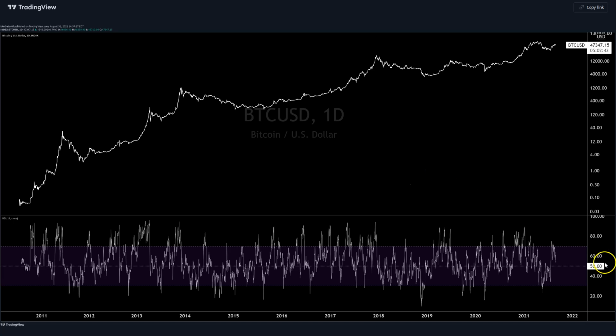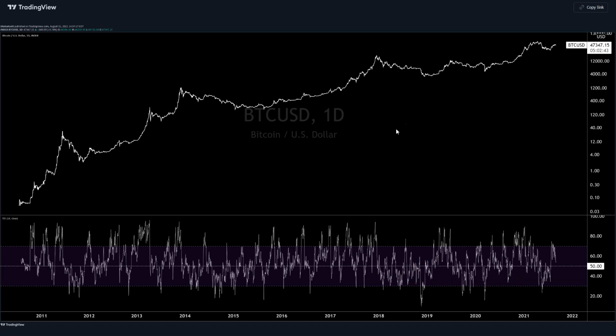I oftentimes like to add a 50 line in here as well as part of the overbought, oversold seesaw when things are bullish, bearish, leaning one way or the other. Oftentimes you'll see momentum reset. If things are bullish and pull back, you'll often see RSI pull back to the 50, as Bitcoin is now. And if things are oversold, you'll see things pull back to the 50 oftentimes before having another leg.